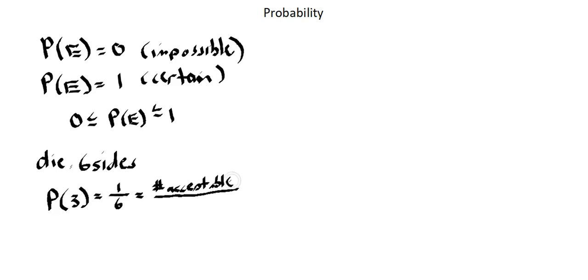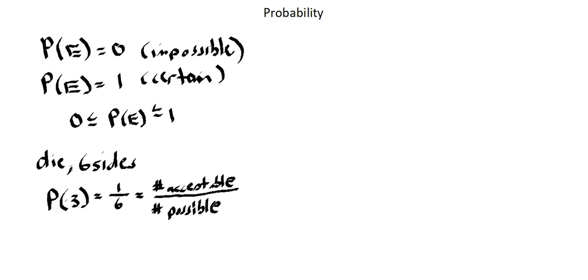Number of acceptable over number of possible outcomes. There are 6 possible outcomes, 1, 2, 3, 4, 5, 6, and there is 1 acceptable outcome, which is the value of 3. And notice that the result 1 over 6 is greater than 0 and less than 1. So that falls into the range 0 to 1.